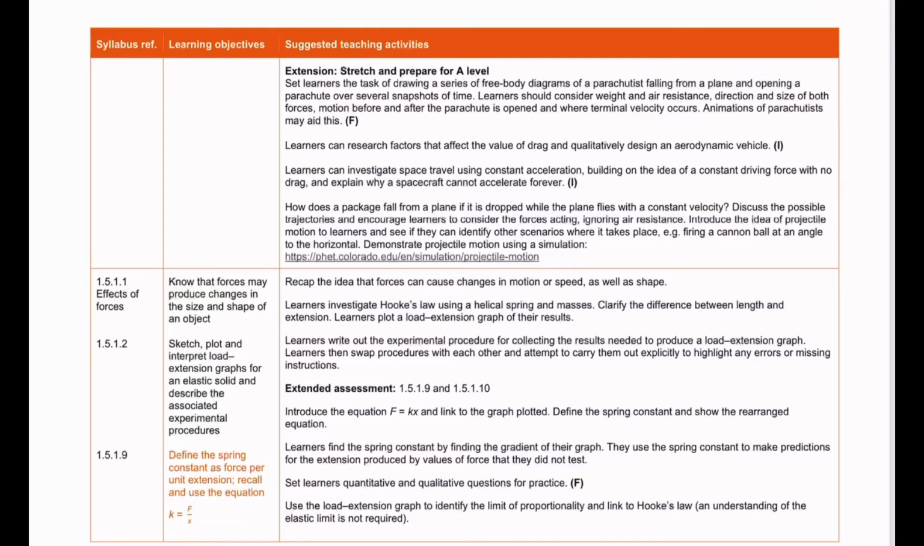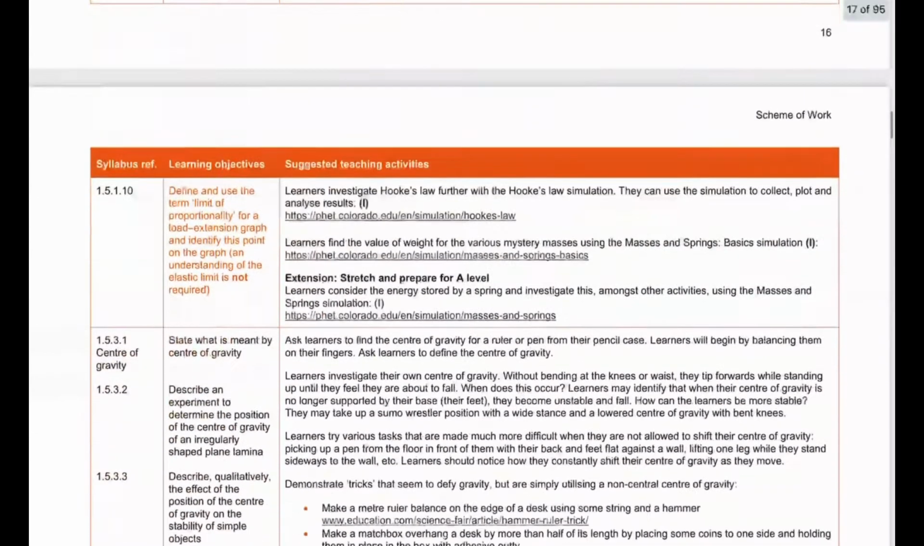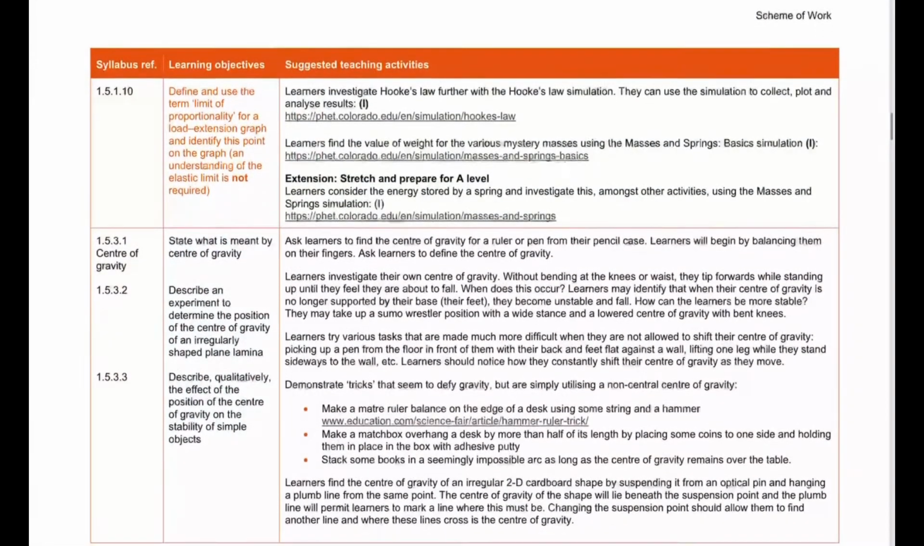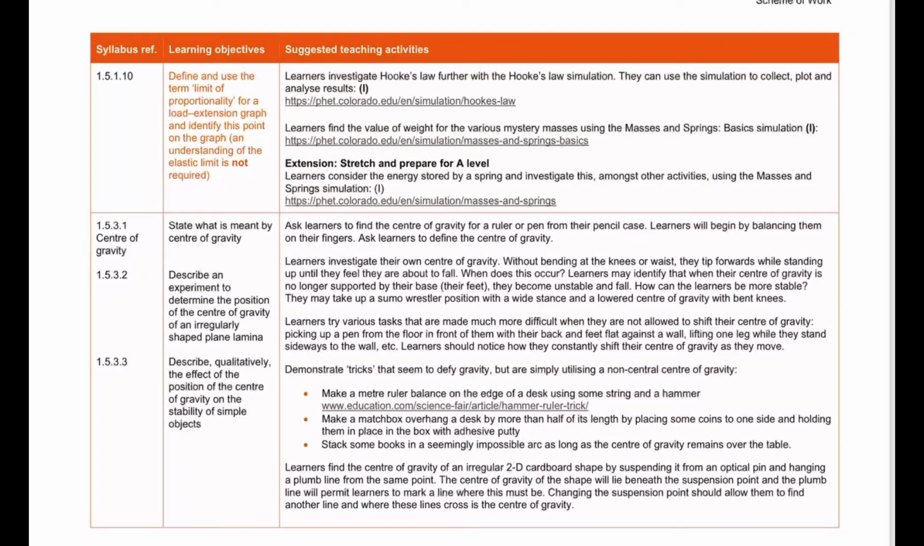Learning objectives. Know that forces may produce changes in the size and the shape of an object. Sketch, plot, and interpret load extension graphs for an elastic solid and describe the associated experimental procedures. Define the spring constant as force per unit extension. Recall and use the equation k equals F upon x. Define and use the term limit of proportionality for a load extension graph and identify this point on the graph. An understanding of the elastic limit is not required.